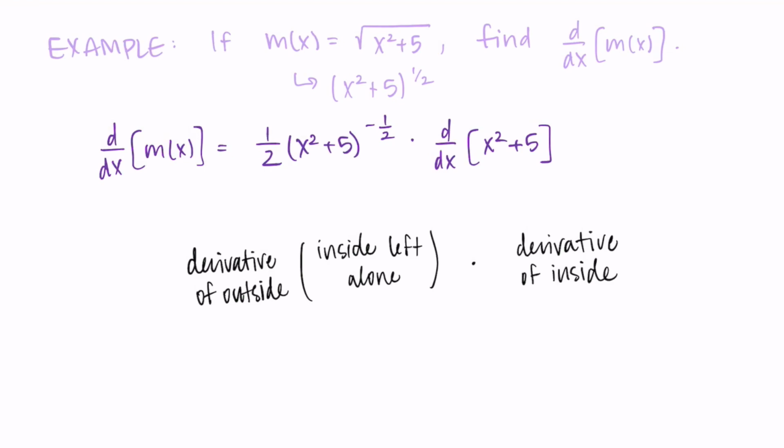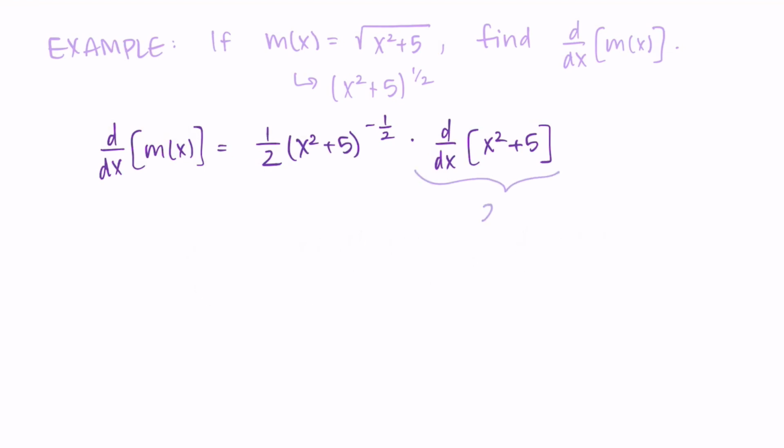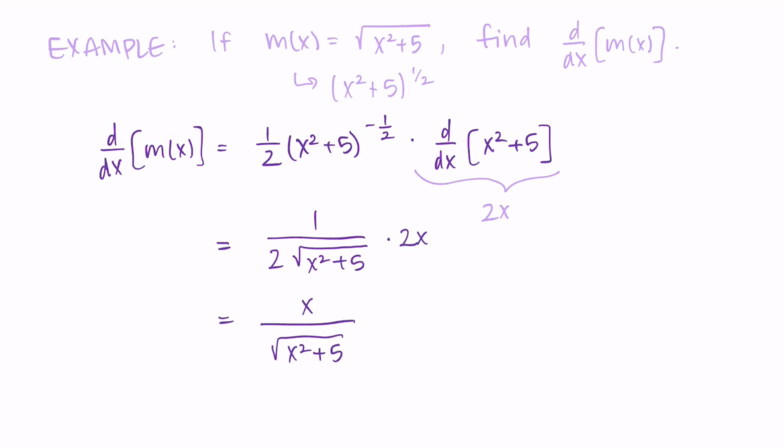Then to simplify, I know that the derivative of x squared plus 5 is 2x. I can cancel those 2's out, bring the exponent into the denominator as a positive exponent, make it a square root, and I'm left with x over the square root of x squared plus 5. There we go. That is how we find this derivative using the chain rule.